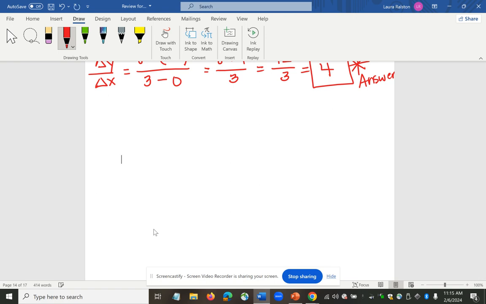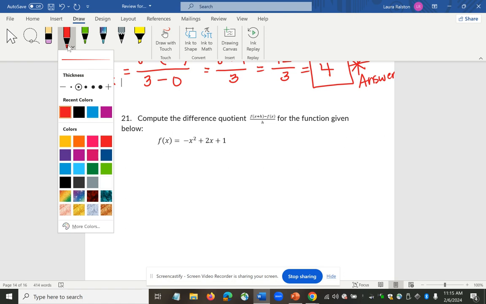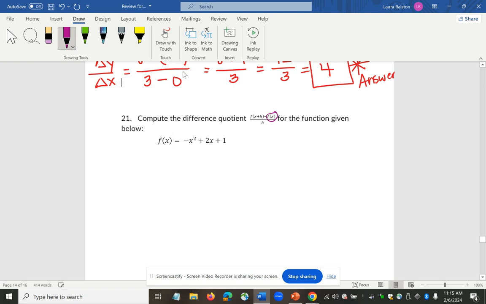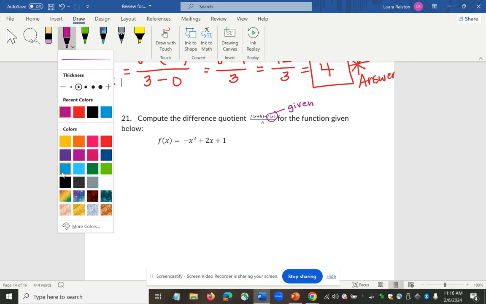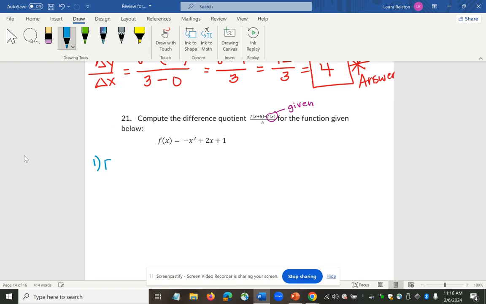Okay, I think we got a couple more, I think. All right, question 21 asks you to compute the difference quotient, and it gives you the formula for the difference quotient for this function that you have here. Okay, so this is, again, kind of a 3-step process, if you will. Okay, so in my quotient formula, I am given the f of x. This is given. So my first step is I need to find f of x plus h. Okay, it's a straight out substitution. We're going to plug in x plus h into the function.